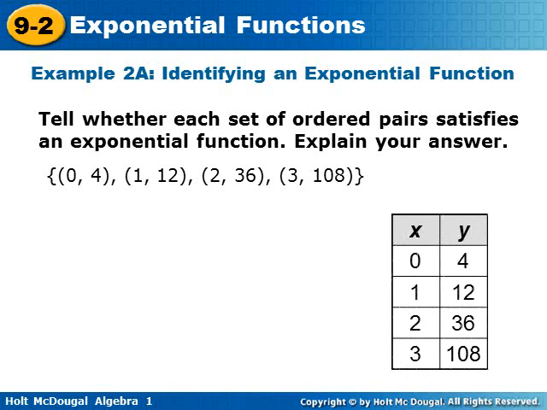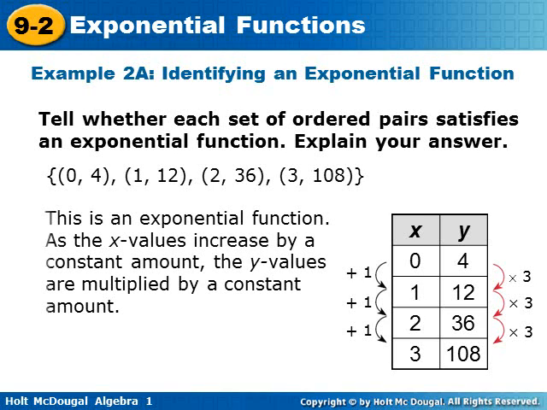So we write it as a table, 0, 1, 2, 3 in the x column, 4, 12, 36, 108 in the y column. Each time you're being multiplied by 3, so there is a constant ratio. We also need to make sure that x is changing each time, and it is by 1. So this is an exponential function. The x values increase by a constant amount, and the y values are multiplied by a constant amount.